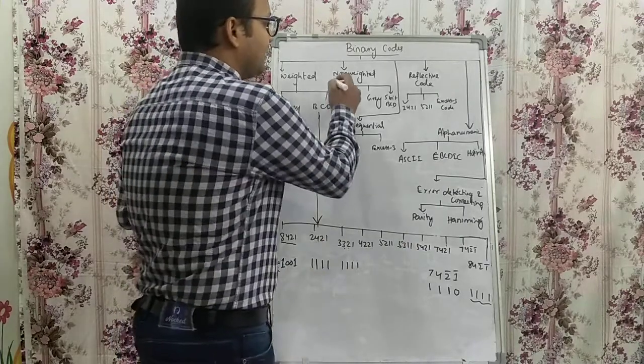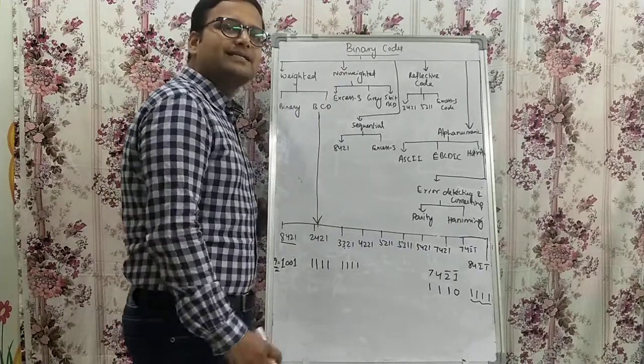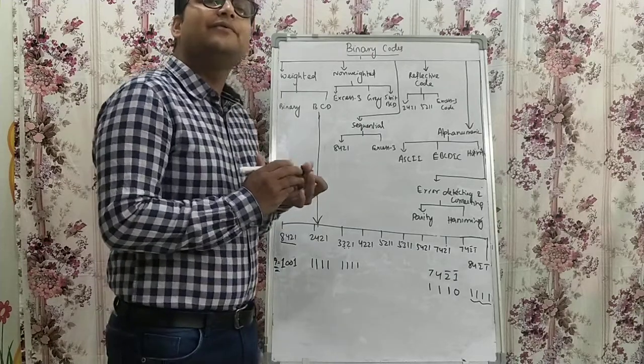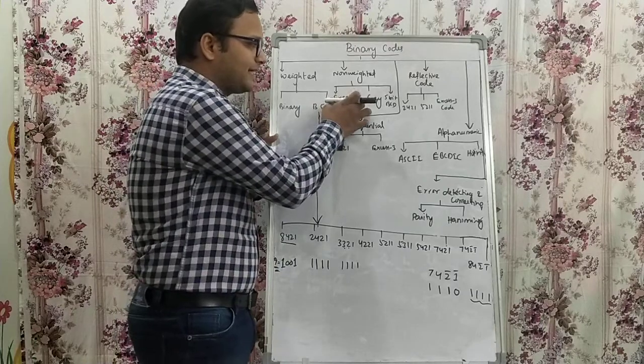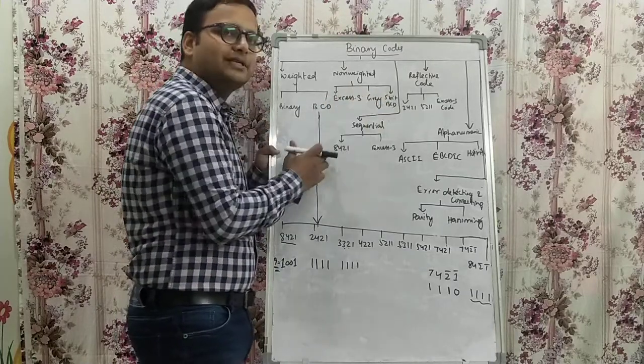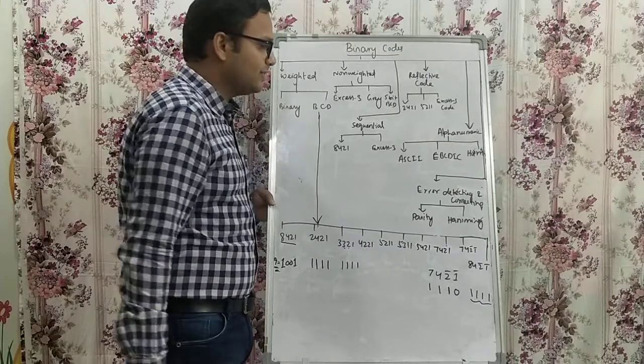Next, non-weighted code. Non-weighted code means, as the name suggests, it doesn't follow any weight position to get the value. It includes XS3, Gray code, 5-bit BCD. We will see all of these in later sessions actually.